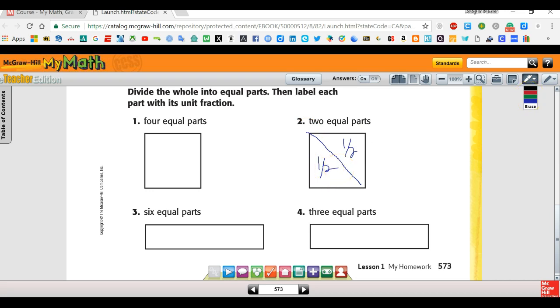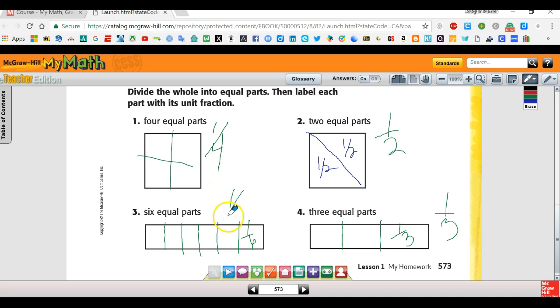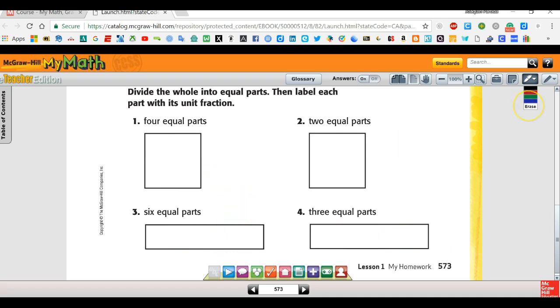Okay, number 3, divided into 6 parts. 1, 2, 3, 4, 5. And each one of those is 1/6. Okay. Number 4, divided into 3 equal parts. 1, 2, and each one of those is a third. So your fraction for number 2 is 1/2. Fraction for number 4 is 1/3. This is 1/4. And this is 1/6. And look something like this. As we should have. Okay.